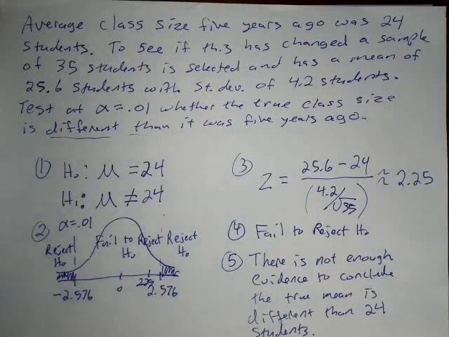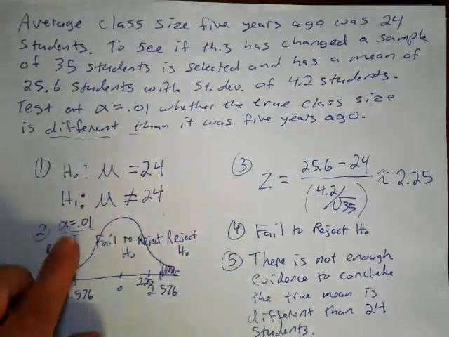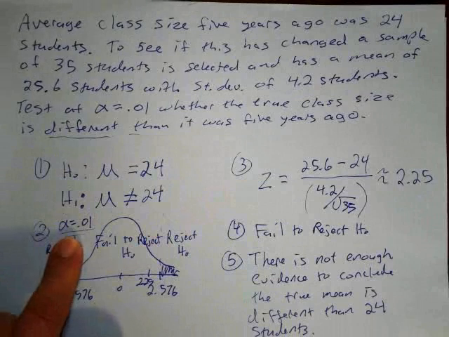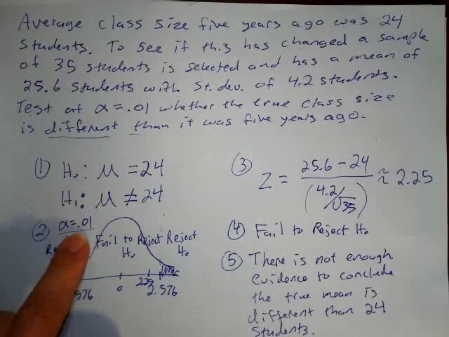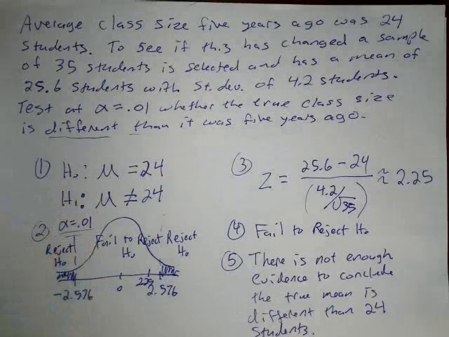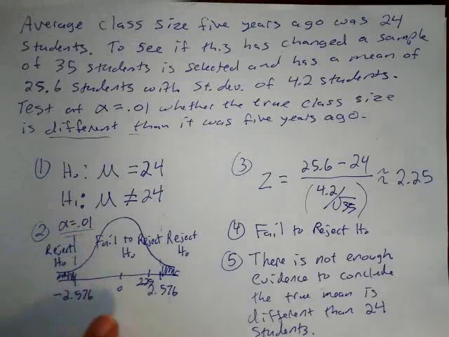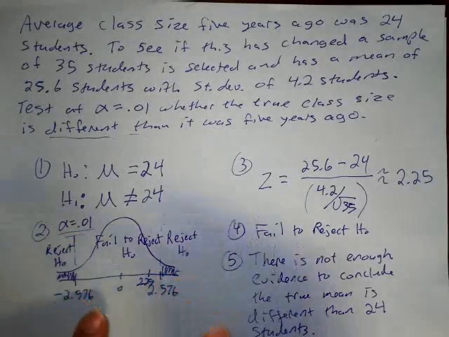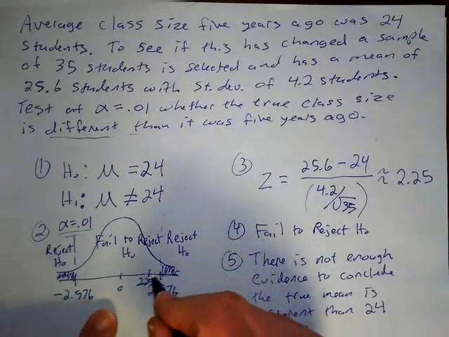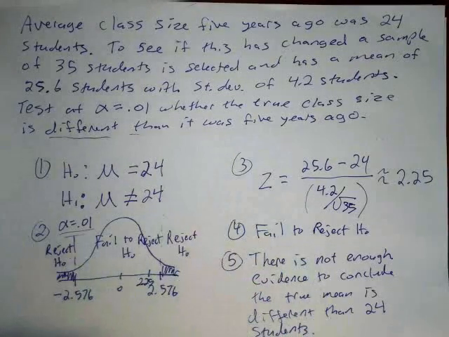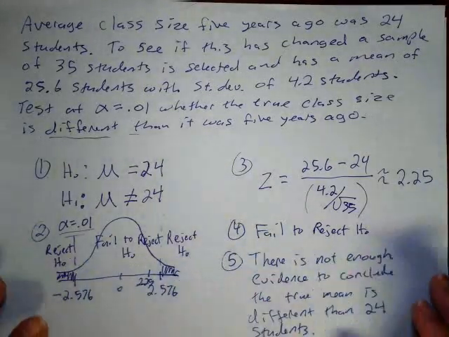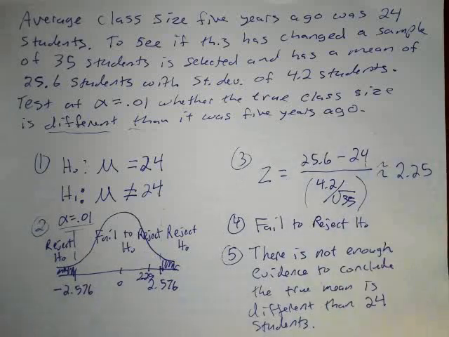So that would be an example of a two-tailed test, and also this is a pretty low significance level. 0.01 is more significant than 0.05 that we did last time. So this is actually requiring quite a bit of evidence. See, these tails are further out, and so this has to be further out before you can reject. Okay, so this is a two-tailed test, and in this case we did not have enough evidence to conclude the class size has changed.